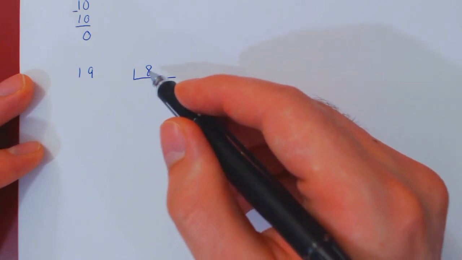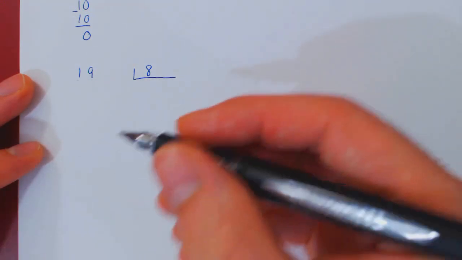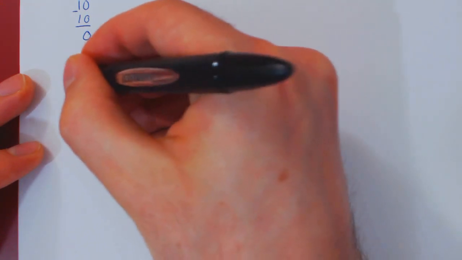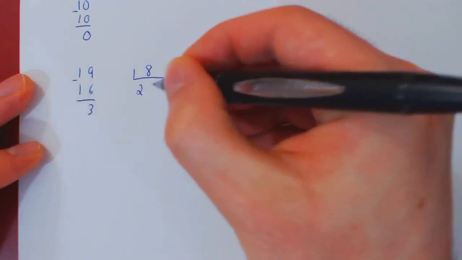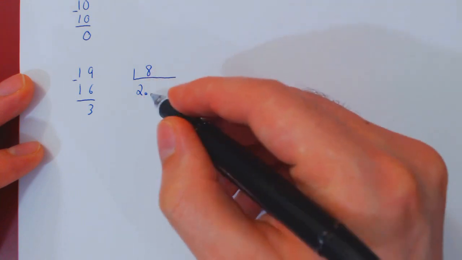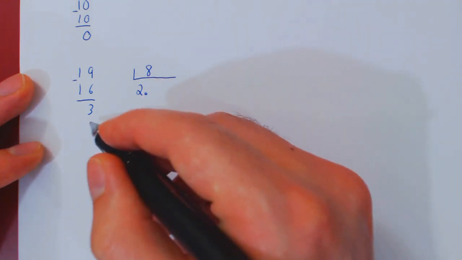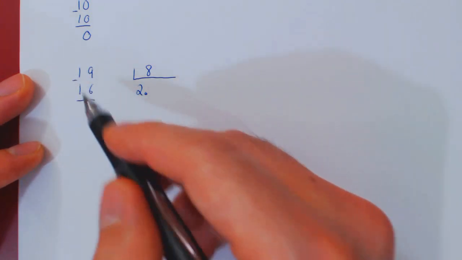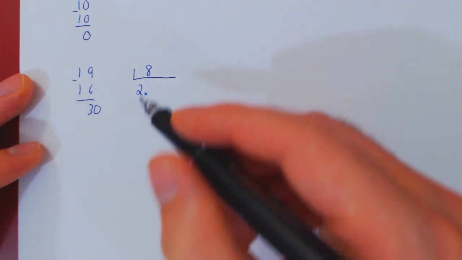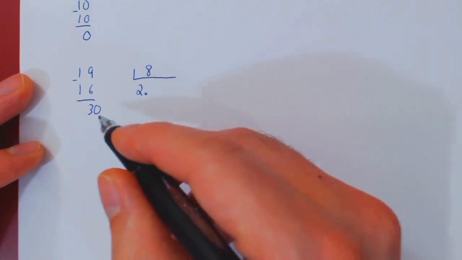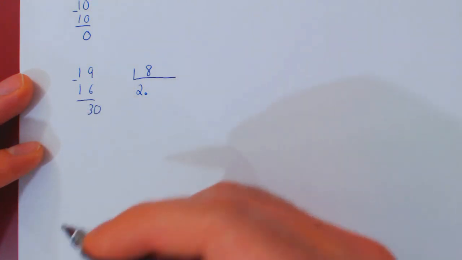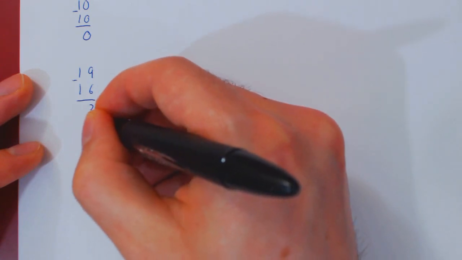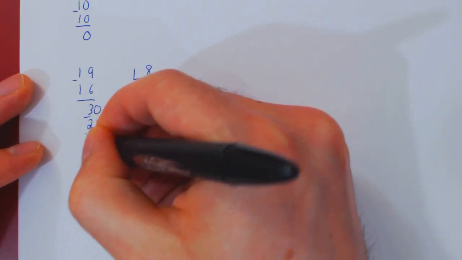How many times can we fit 8 into 19? The answer, of course, is 2. 2 times 8 is 16. We subtract, left over of 3. Move to our first decimal place, but to offset this change, multiply here by 10. And we repeat now with 30 instead of 19. How many times can you fit 8 into 30? Well, the answer is 3. 3 times 8 is 24. We subtract, left over of 6.